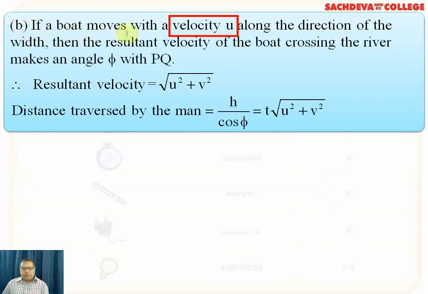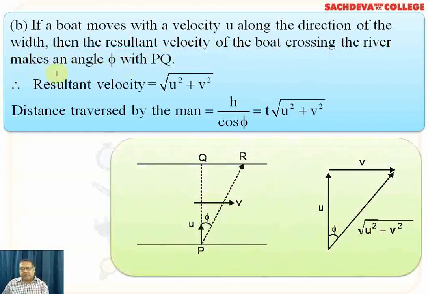Now, if the boat moves with velocity u along the direction of width, then the resultant velocity of the boat crossing the river makes an angle phi with PQ. Now, once more, if we see the figure, we find that PQ is the width, PR is the position of the swimmer, U is the velocity. Now, the boat moves with velocity u along the direction of width. It means the boat is moving in the direction PQ, and the resultant velocity of the boat crossing the river makes an angle phi with PQ.